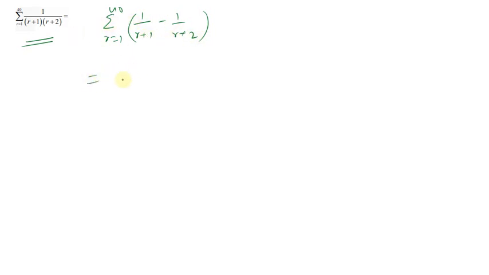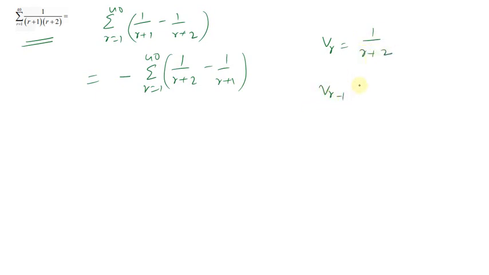This one is the balanced one. And let me take a common minus, because I will explain now. 1 by r plus 2 minus 1 by r plus 1. See, now Vr is equal to, if I am taking 1 by r plus 2, then Vr minus 1 is equal to, replace r with r minus 1, 1 by r minus 1 plus 2. Then what you are getting? 1 by r plus 1. So if you are choosing this as Vr, this will be Vr minus 1.